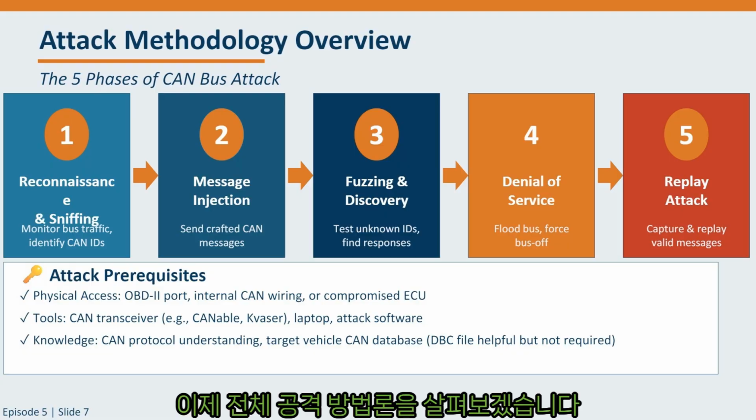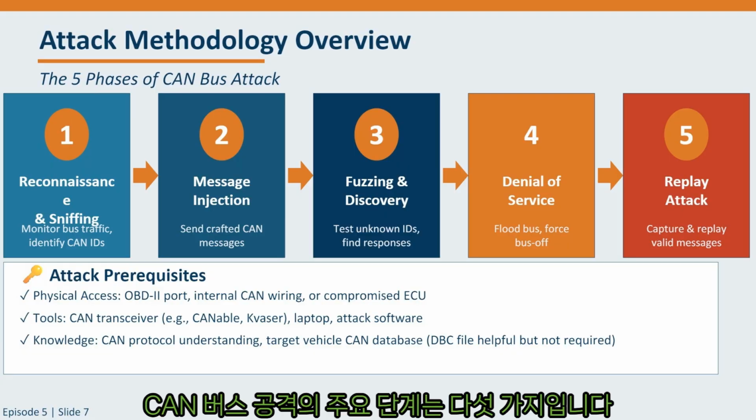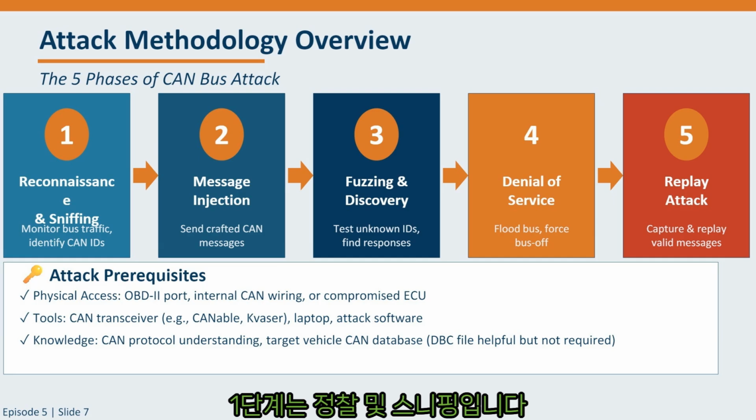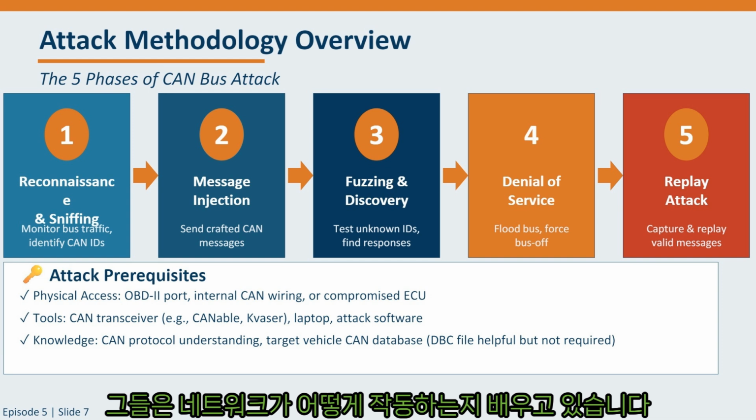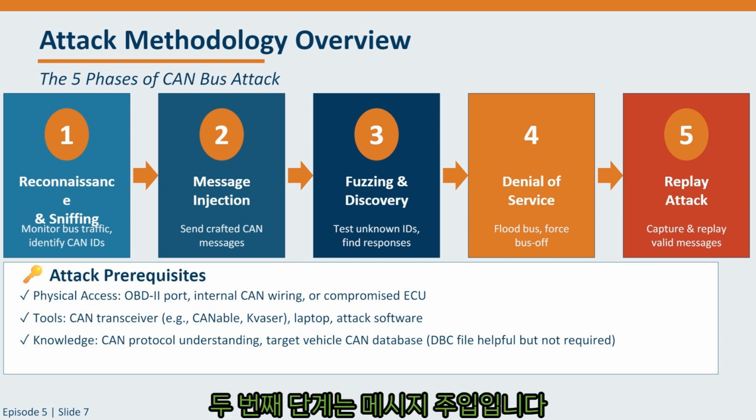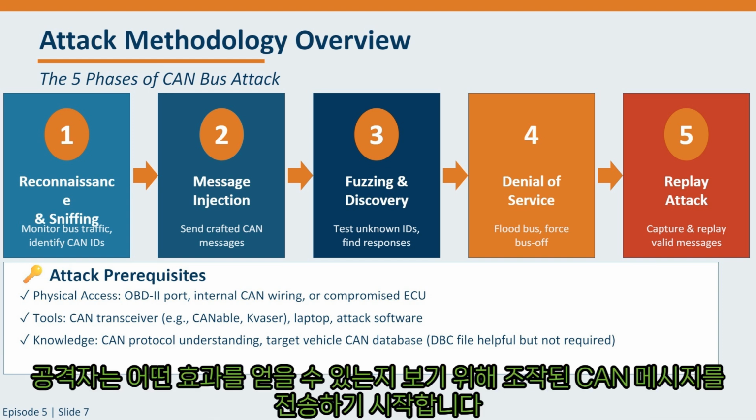Now let's look at the overall attack methodology. There are 5 main phases of a CAN bus attack. Phase 1 is reconnaissance and sniffing. Here, the attacker monitors bus traffic and identifies CAN IDs. They're learning how the network behaves. Phase 2 is message injection. The attacker starts sending crafted CAN messages to see what effects they can achieve.